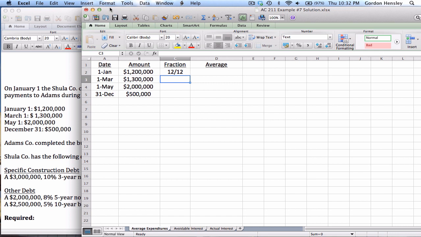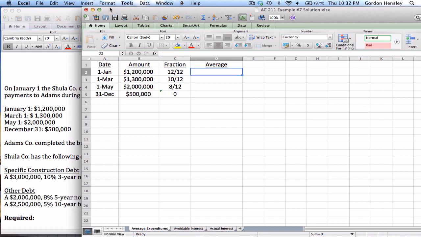Now, the next payment, we didn't make it until the 1st of March. So that means that January and February had already passed. So that payment was only made with 10 months left in the year. The next payment was made on May 1st. So that means only May, June, July, August, September, October, November, December, 8 months left in the year. And the final payment was made on the last day, so that's just 0. So those fractions just help us set up the different time frames for each of these payments.